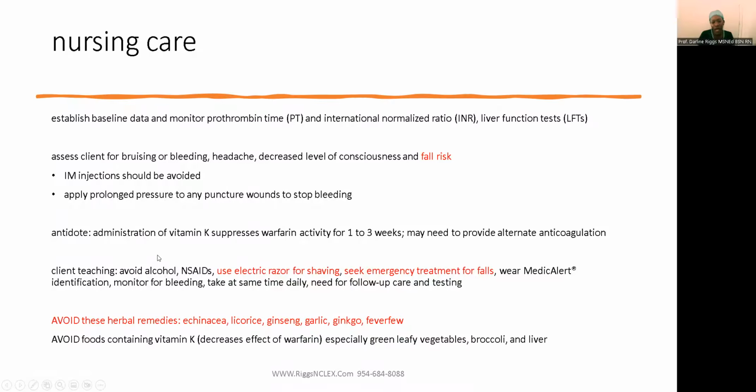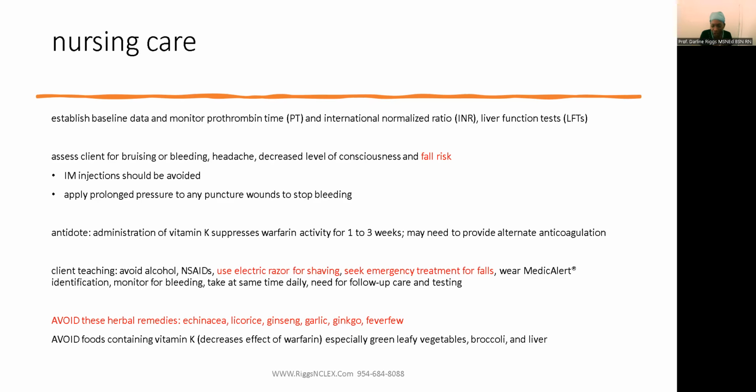Mrs. Jones, no more alcohol, no more NSAIDs. Please use an electric razor for shaving, right? Not a sharp one, because any risk for bleeding, we're going to avoid. The electric ones don't cut them. That's why we'd rather they use that. If they fall, go to the ER, because they might be bleeding internally. They should always have their medic alert bracelet on with these conditions so that when EMT comes, they'll know. And these drugs have to be taken at the same time every day.